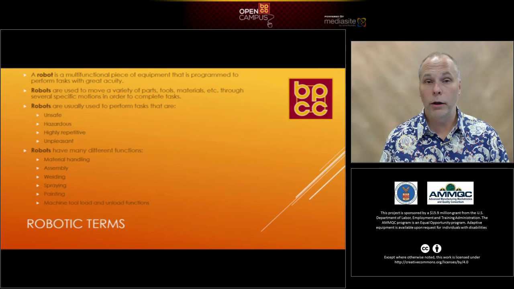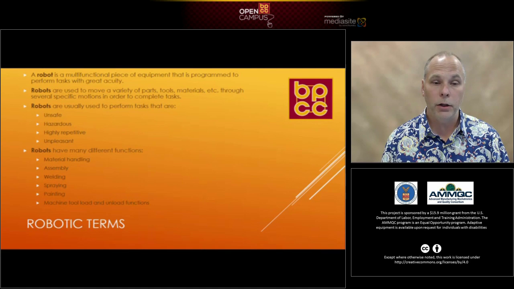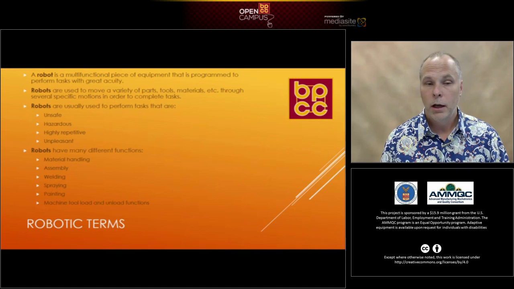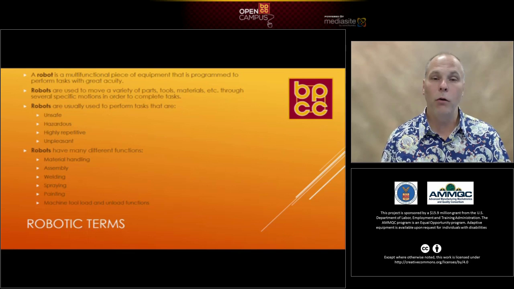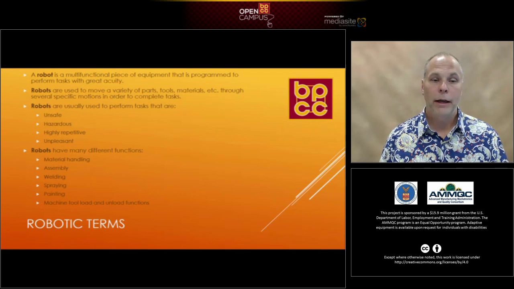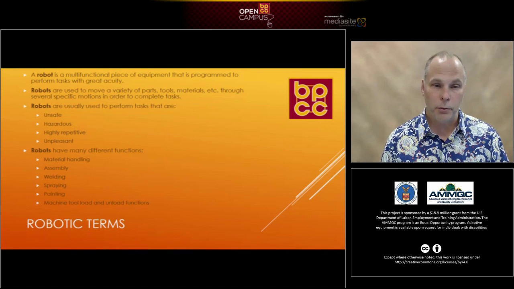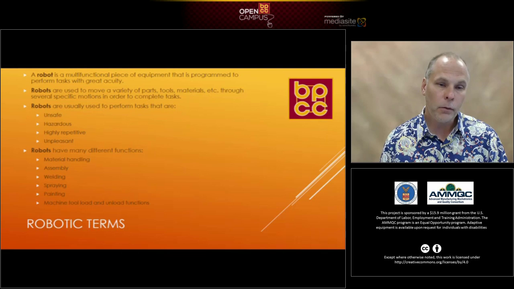You have to start with knowing a definition of robotics. A robot is a multifunctional piece of equipment that is programmed to perform tasks with great acuity. That means that it can do it over and over and over, very precisely, without a lot of trouble and without having to stop.